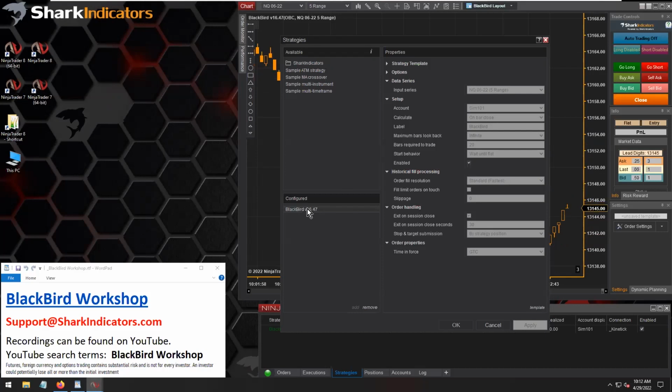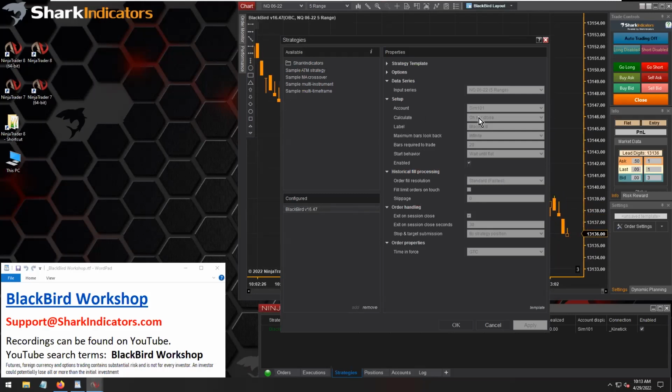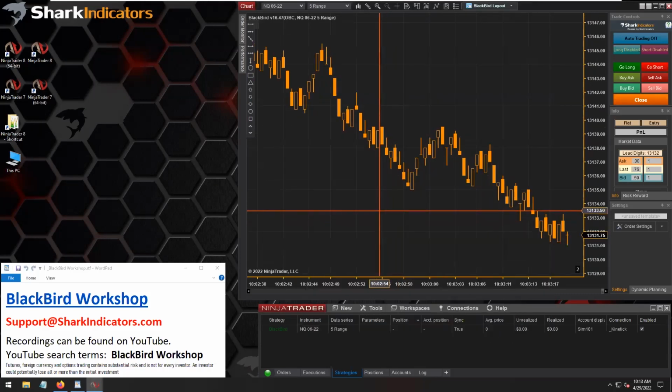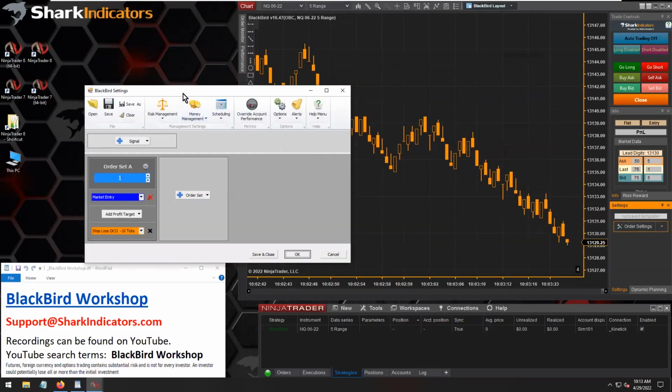There's no way to mix and match the calculate settings, unfortunately. So if BlackBird is set to on price change, then all the indicators running in BlackBird are also running on price change. Or if the calculate is set to on each tick, then all the indicators that BlackBird is using are also being calculated using the on each tick calculate setting. So, all right, Bob, that about sums it up.